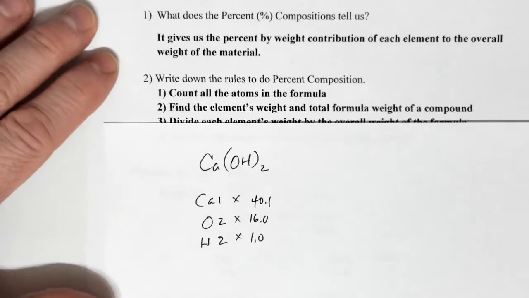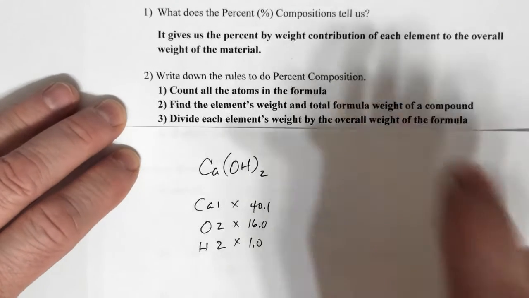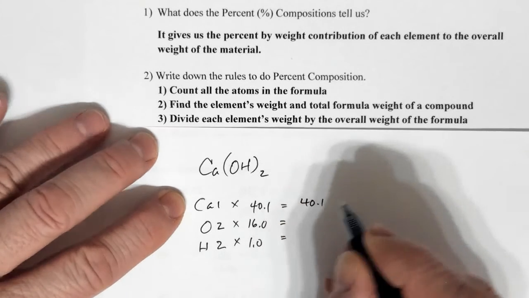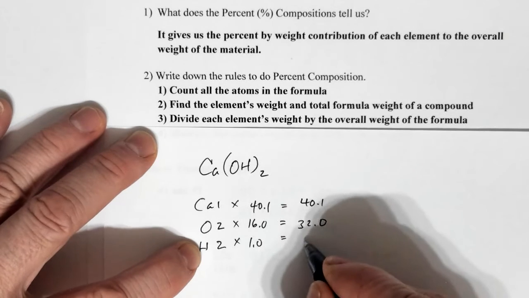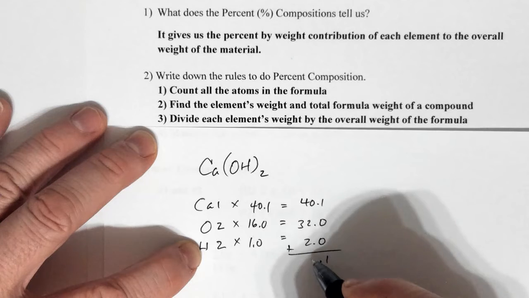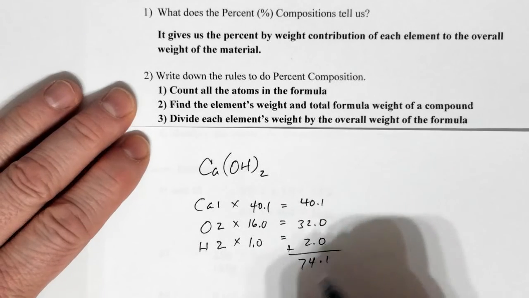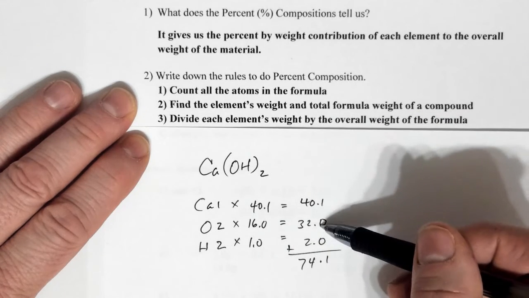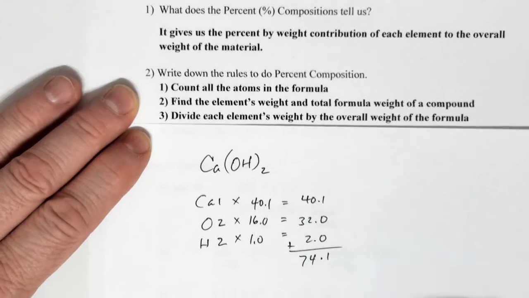Okay, and then after you find the total overall weight, you have to multiply everything through: 40.1, 2 times 16 is 32, and 2 times 1 is 2. Add them all up, and you get 74.1 as the total weight. 40.1 is the calcium's contribution, 32 is the oxygen's contribution, and 2 is the hydrogen contribution.